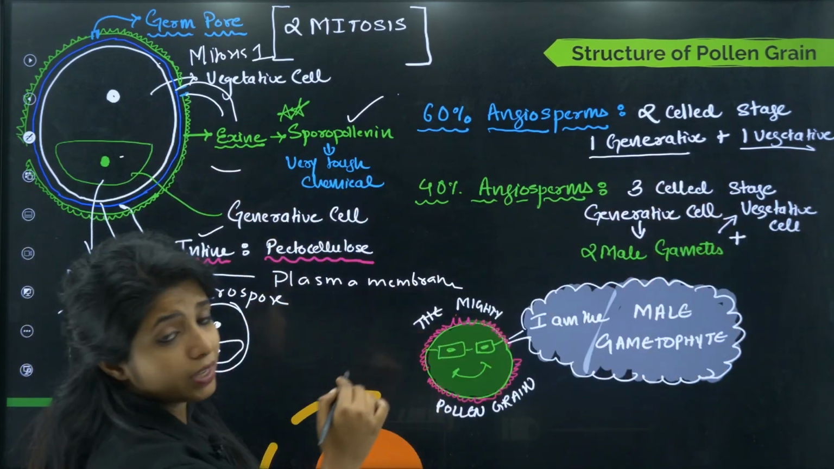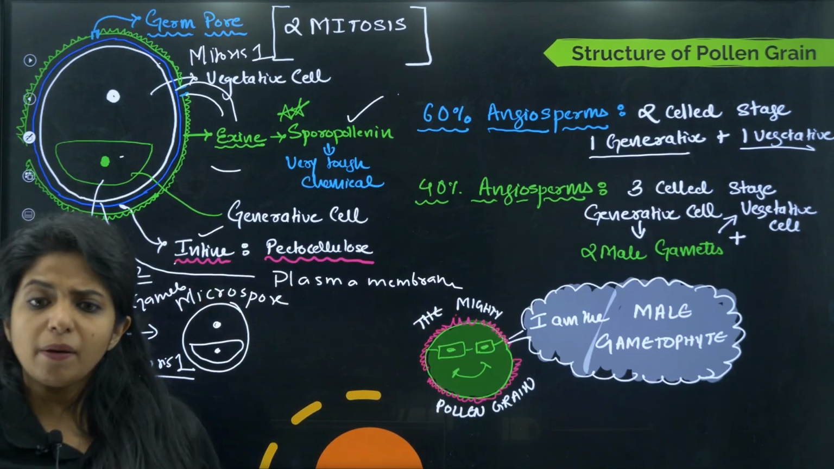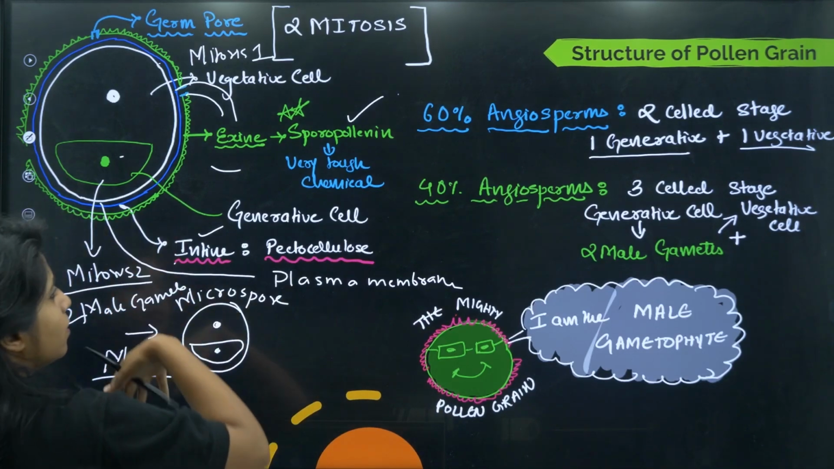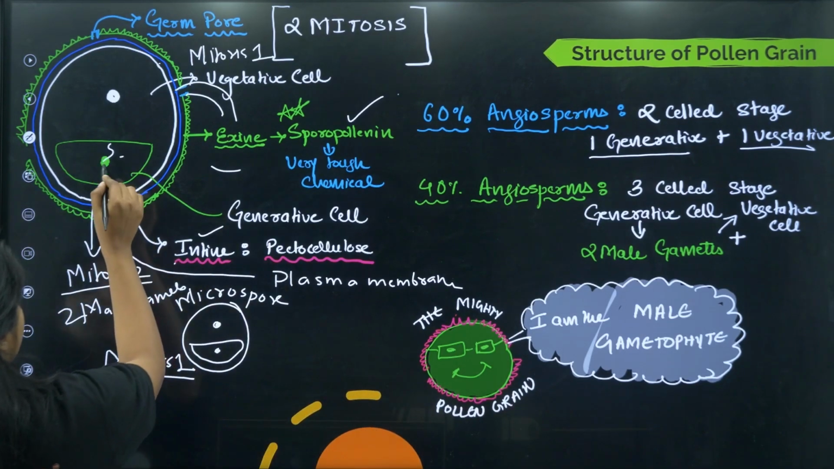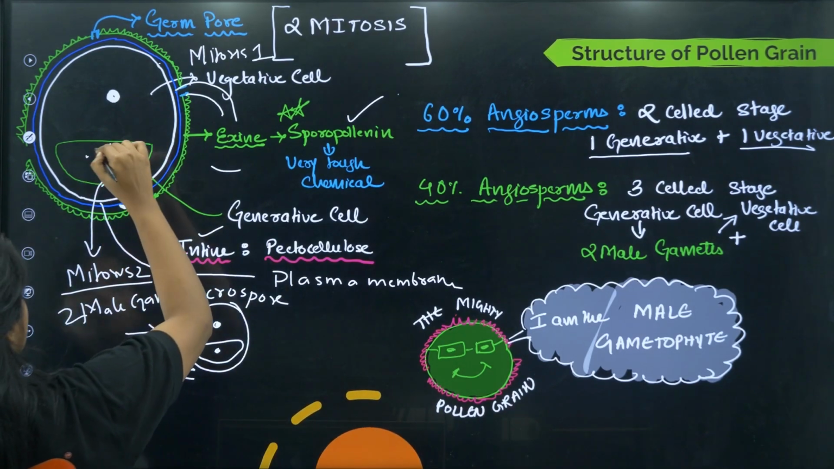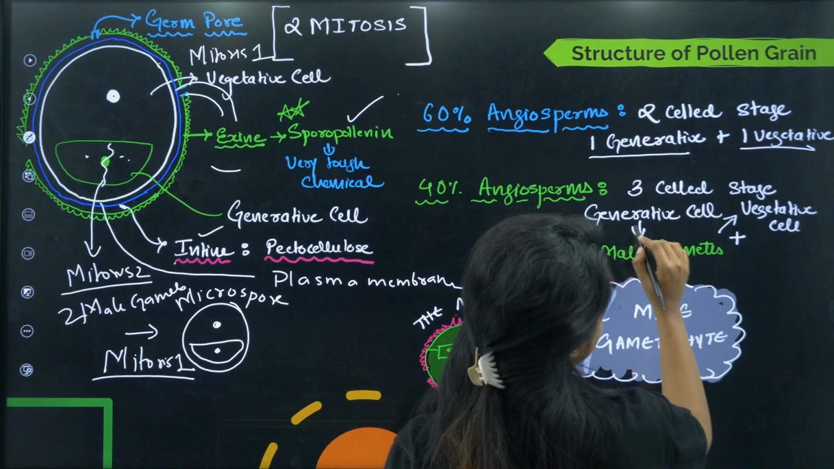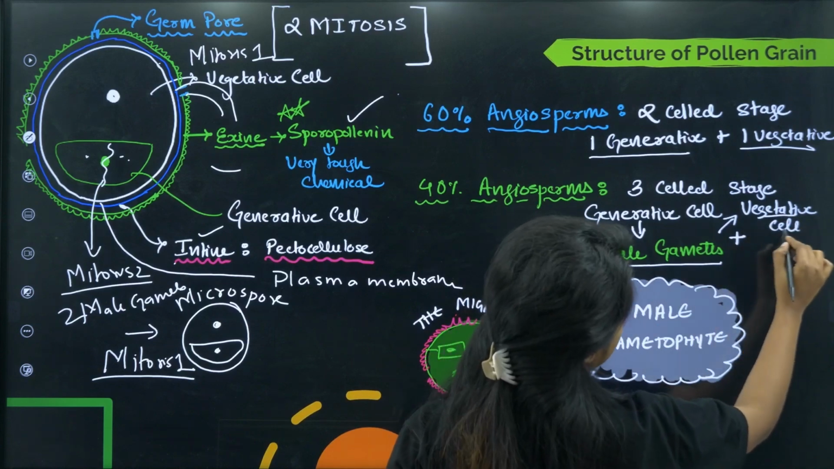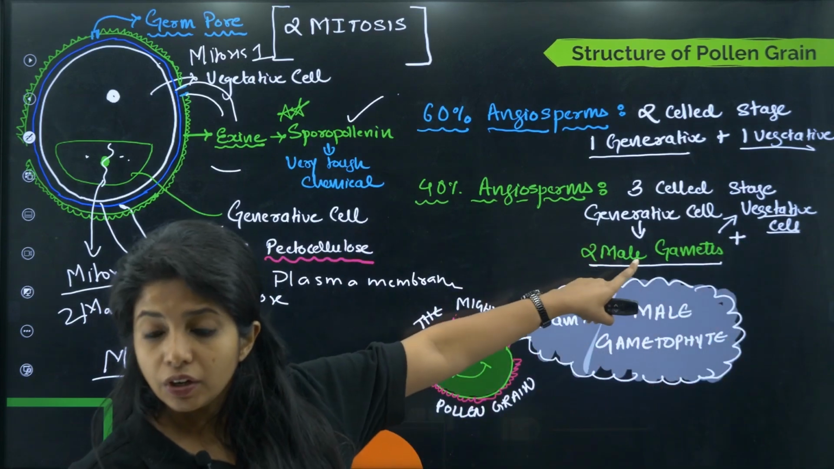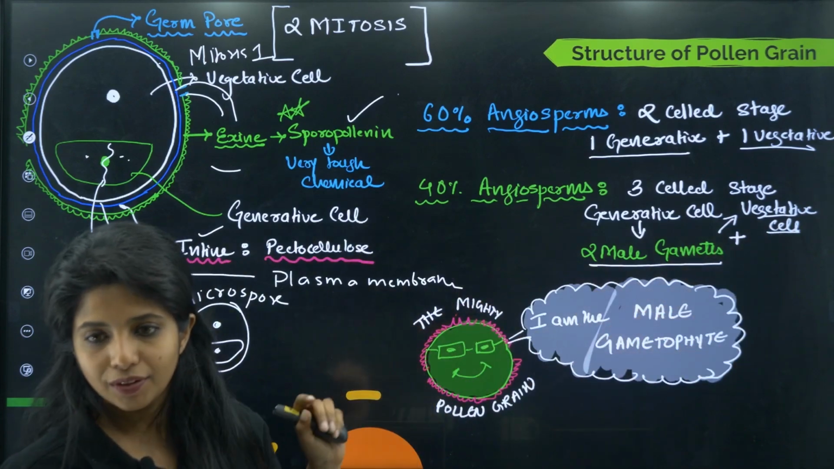Now 40% of the angiosperms, the rest, they go in the 3-cell stage. Ma'am, how 3-cell stage? Basically, they do not wait for going and landing there and dividing. They just undergo the division over here itself. So you have 1 cell, 2 cell, 3 cell, which is why I have written 3-cell stage, where the generative cell has divided into 2 male gametes and the other one is the vegetative cell. 2 plus 1, 3. You have what?